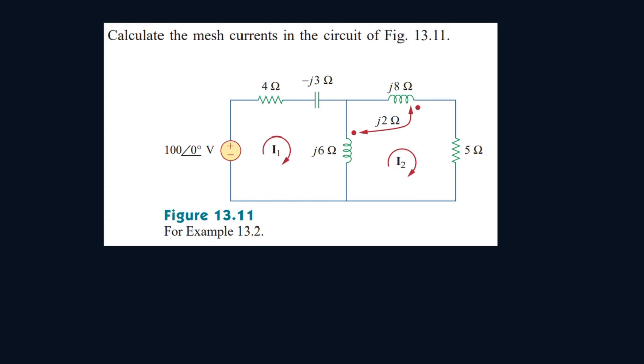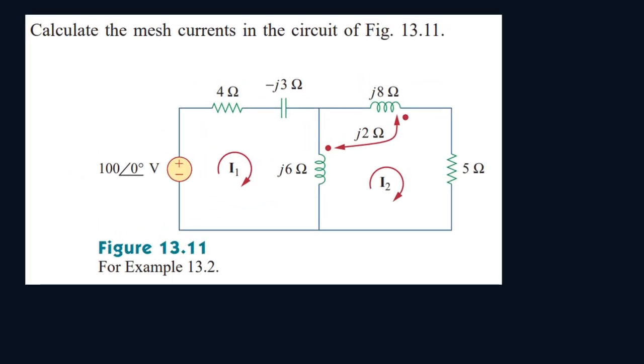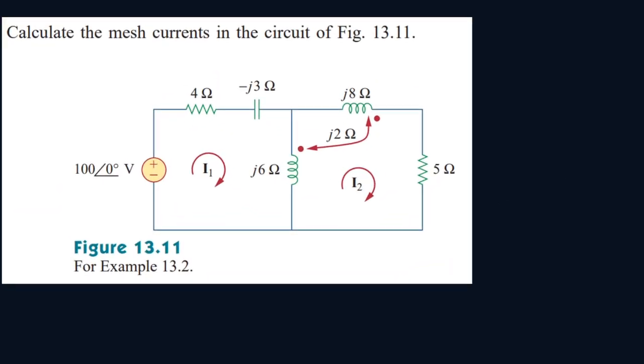Okay, so for this one, we have to find the mesh currents, and then we see that this circuit has a mutual inductance. So what we're going to do is write a dependent voltage source, and we're going to have the positive face in the direction of the red dot, negative in the other way, and same goes for here. Positive facing the red dot, and negative facing the other way.